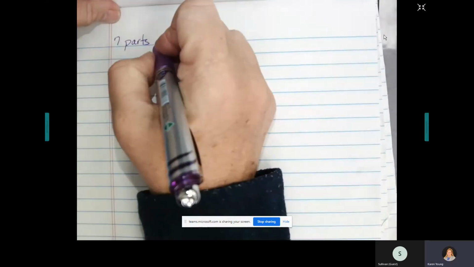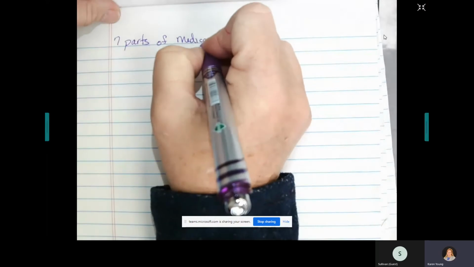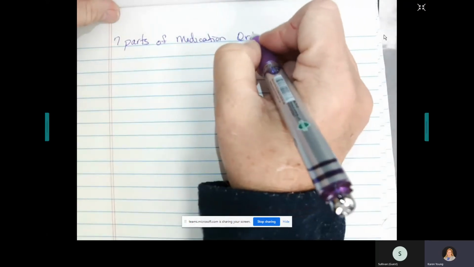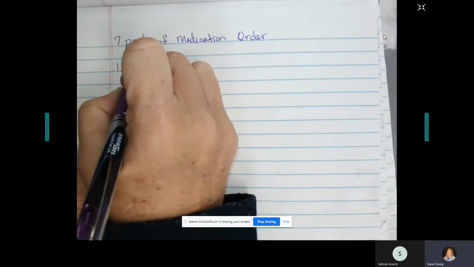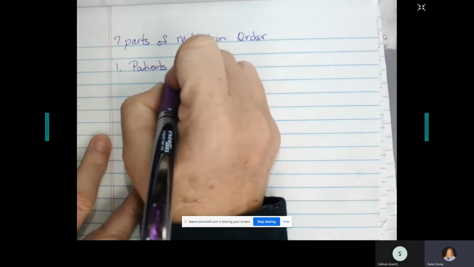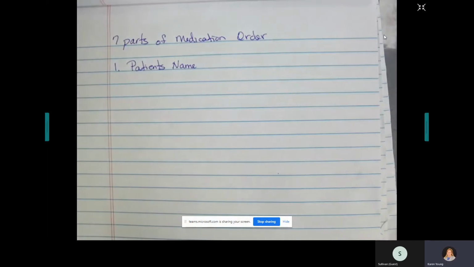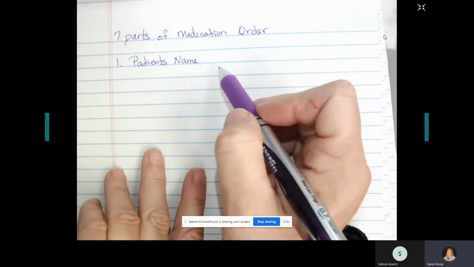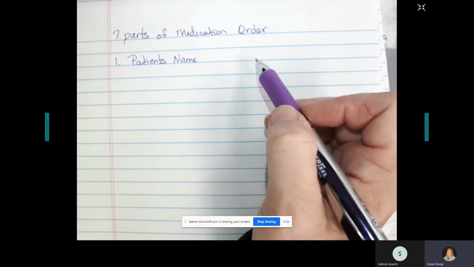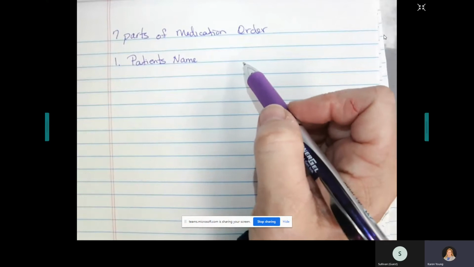There are 7 parts of a medication order. Okay. So the first one is the patient's name. And if we're looking at an MAR or just the doctor's orders from the chart, depending on where you work, you've always got to make sure the patient's name is on the MAR, the medication administration record. Make sure it matches the patient.